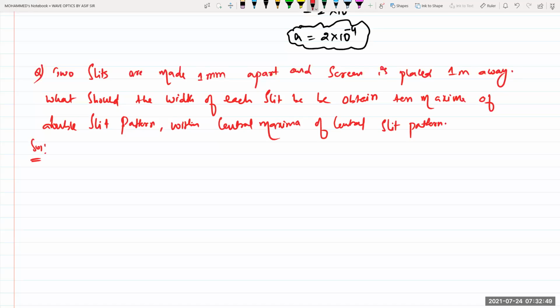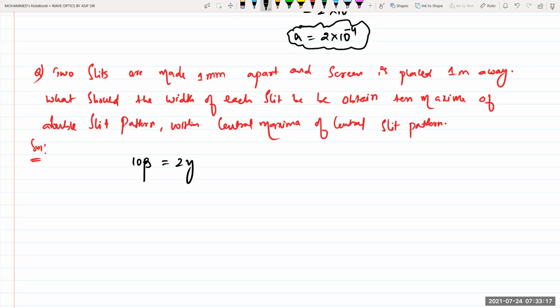Two slits are being made 1 mm apart and the screen is being placed 1 meter away. What should be the width of each slit to obtain 10 maxima of the double slit pattern? 10 times the fringe width is equal to the distance between them. That means 10 beta is equal to 2 times y, isn't it?